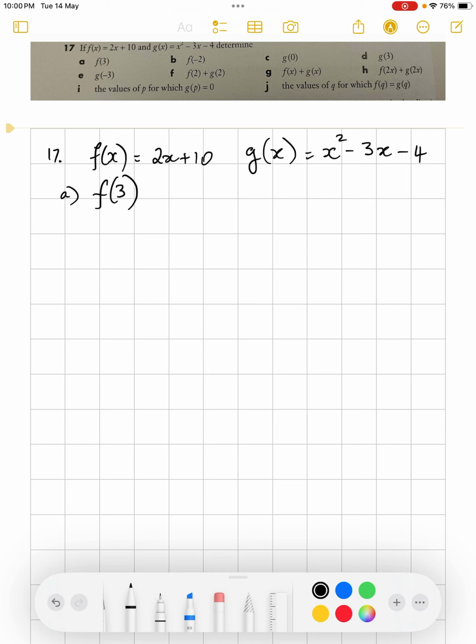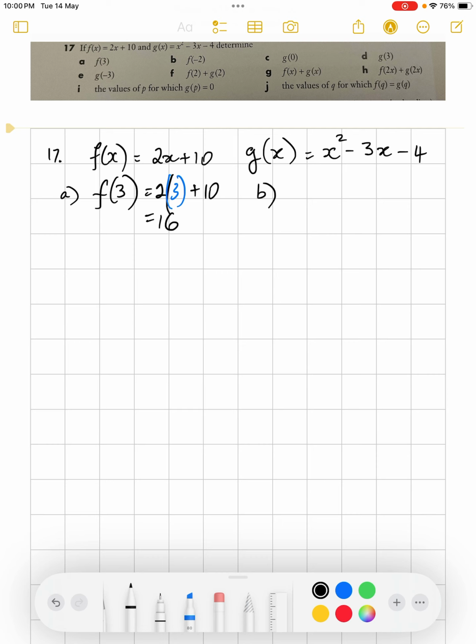Well, we have to substitute 3 for x in the f function, so we want to put the 3 for x here. So 2x plus 10 is 2 times 3 plus 10, equals 6 plus 10, which is 16.